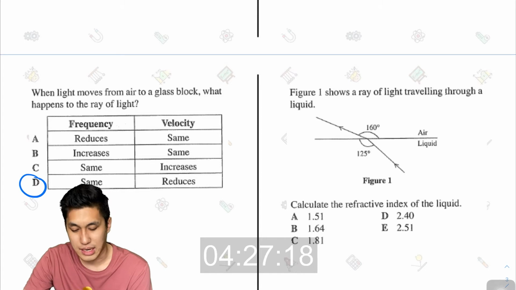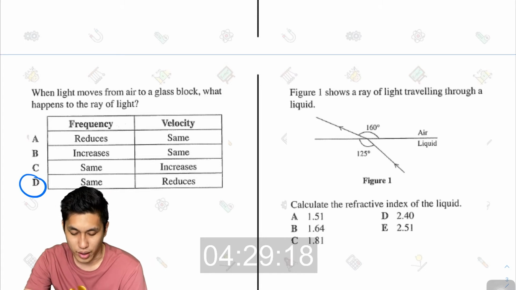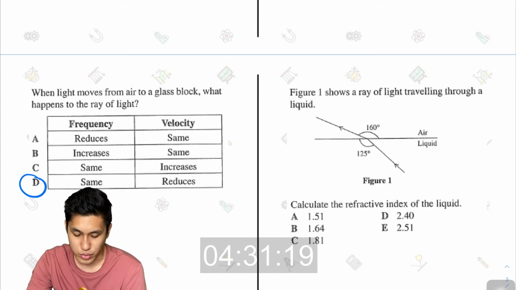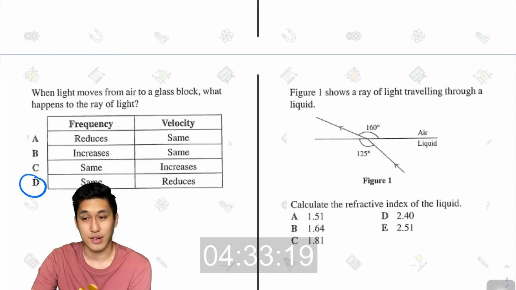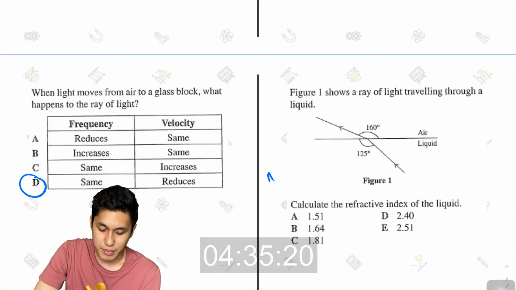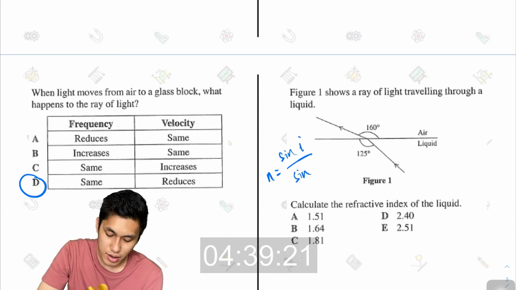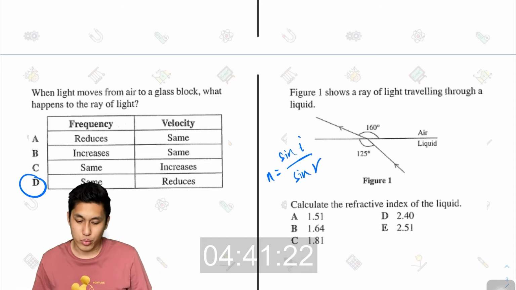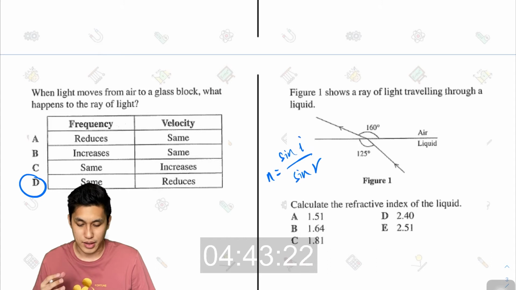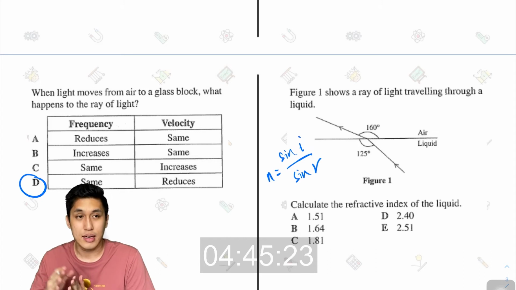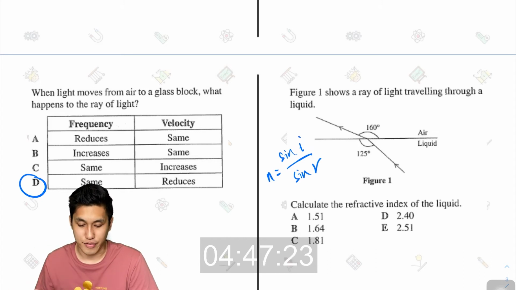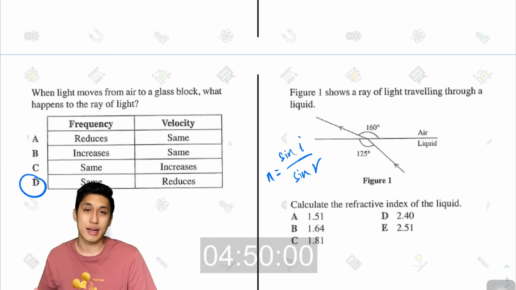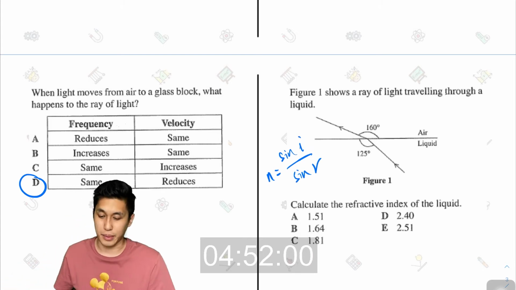Figure 1 shows a ray of light traveling through a liquid. So it goes from liquid to air. Calculate the refractive index of the liquid. So refractive index here, I'm going to use n equals sine i over sine r, whereby i will usually be the angle at the portion of air, and r would usually be the angle at the portion of the other medium.